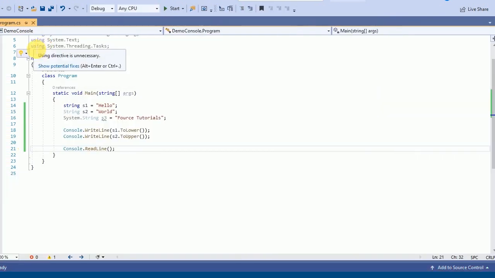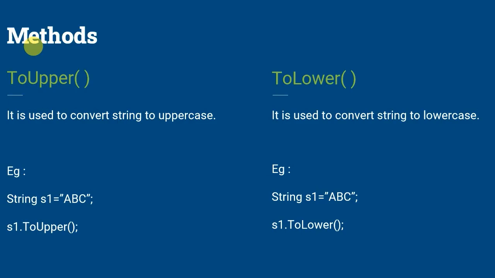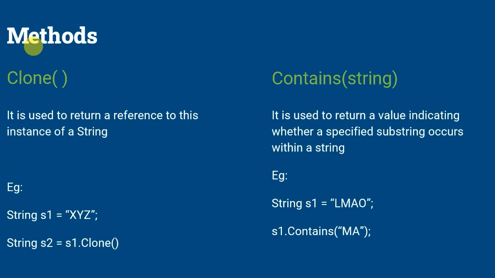The next methods we'll be looking into are Clone and Contains. Clone is to get the exact same string into another string, where you can clone the value, and Contains is to find out whether a particular alphabet, a particular character, or a particular series of characters is present in a particular string. Okay, so now we will look into the implementation part of it.